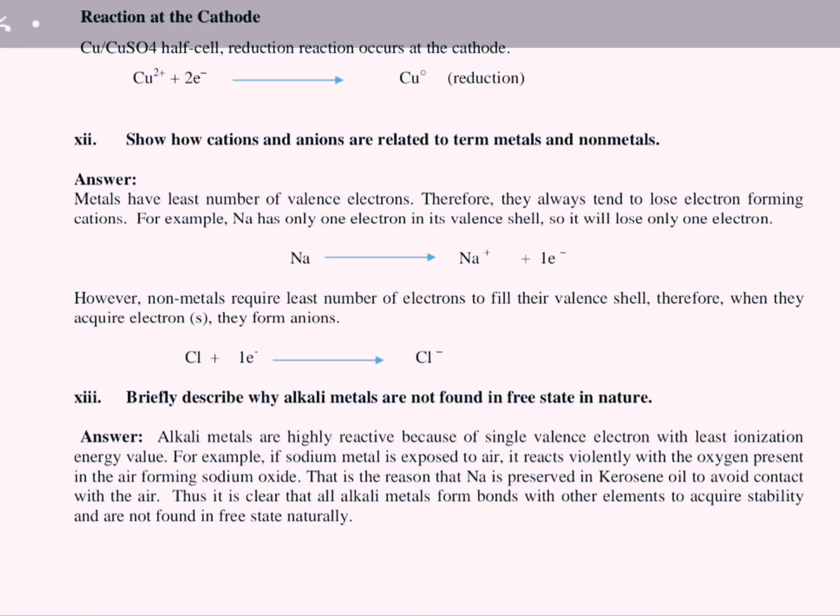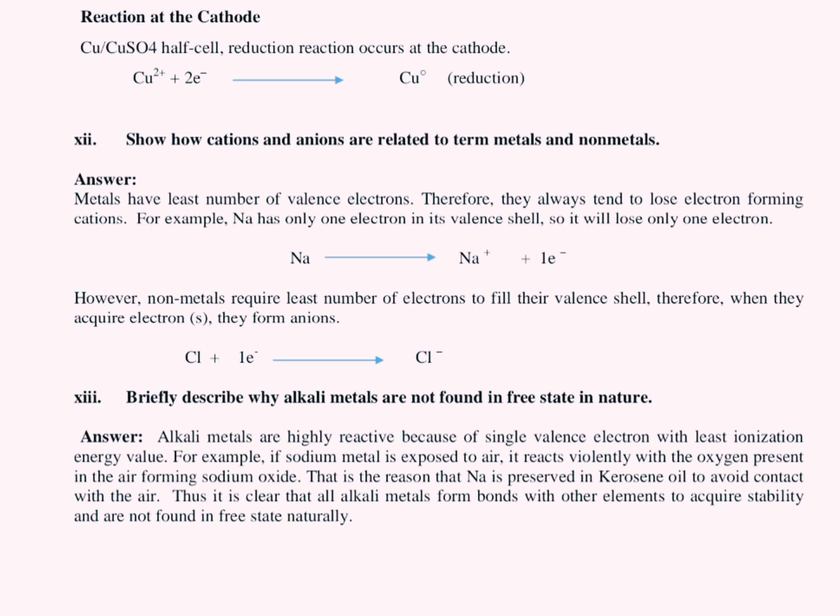Show how cations and anions are related to terms metals and non-metals. Metals have free electrons, and they have a small number of electrons in their outermost shell. We have metals in our 1A and 2A groups, so they have only 1 or 2 electrons in the outermost shell, which are easy to lose. And that's why they always make cations.